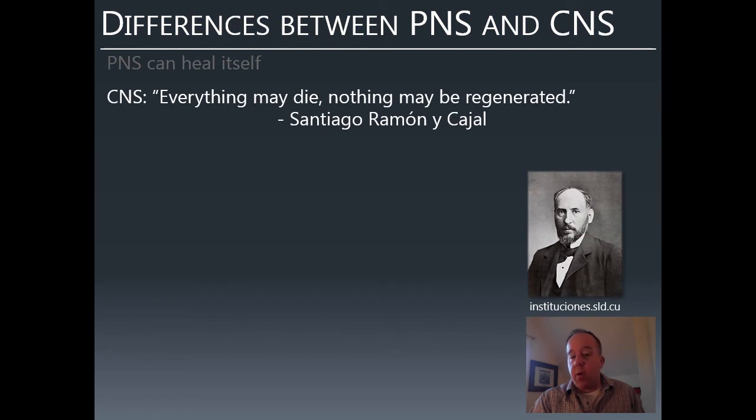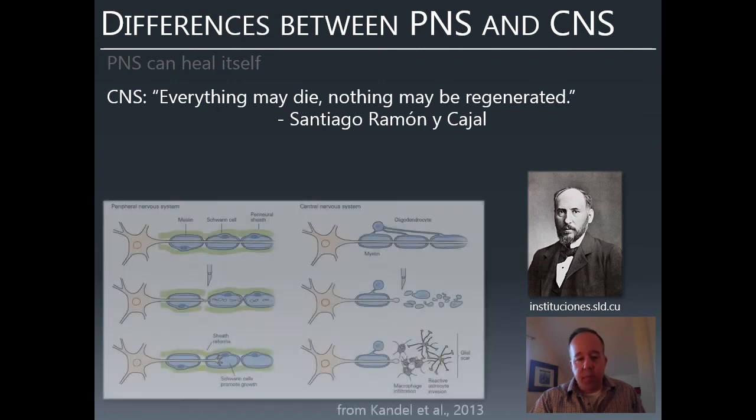And we go back to Ramon Cajal, our famous first neuroscientist, our first neuroanatomist at least. And there's a famous quote from Ramon Cajal. And of course, he's working at the beginning of the 20th century. And he said, "Everything may die, nothing may be regenerated" when it comes to the central nervous system. So injuries, you can't recover from in the central nervous system.